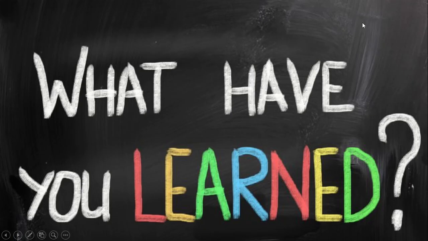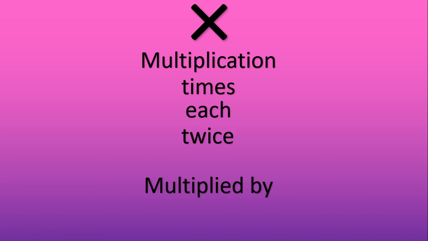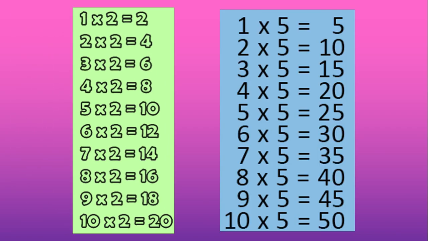What have we learned today? Today we learned that multiplication, the multiply symbol, has a few other names like multiplication, times, each, twice, multiplied by, and multiple. And we learned that if we use the multiplication sign, we are always going to have a bigger answer. We are going to move right. Then we learned the 2 times table and the 5 times table.